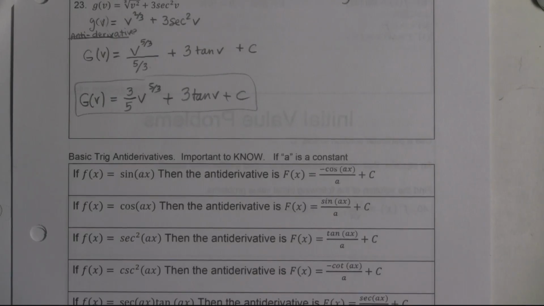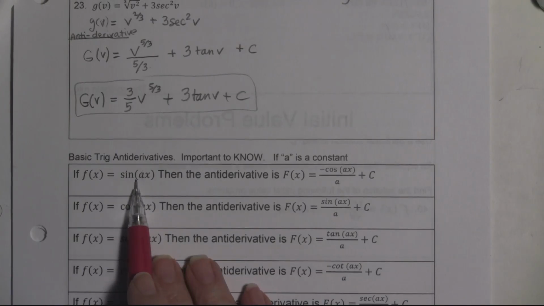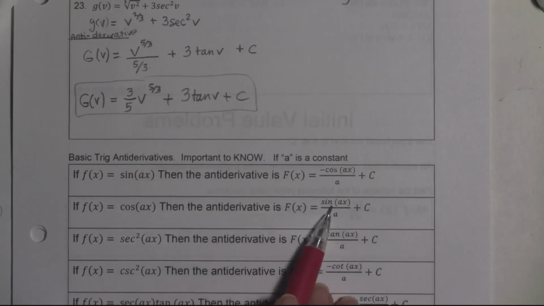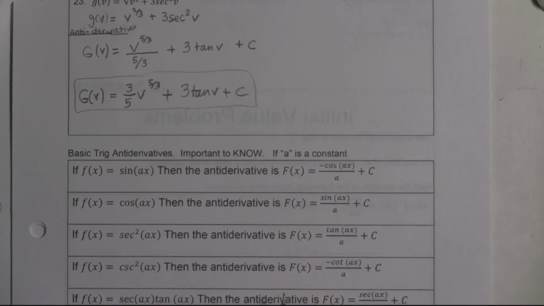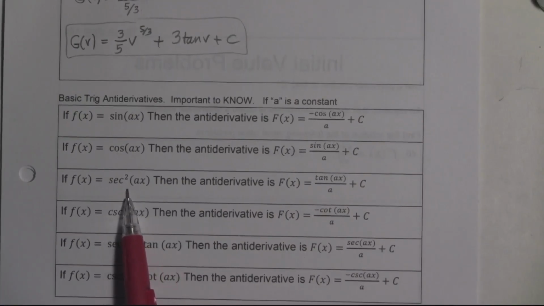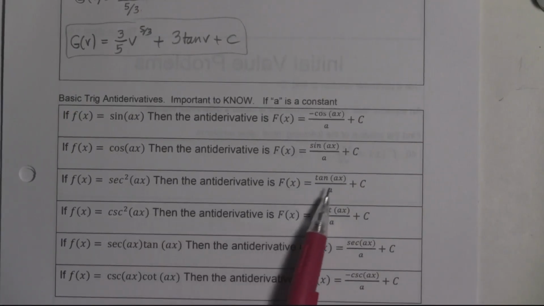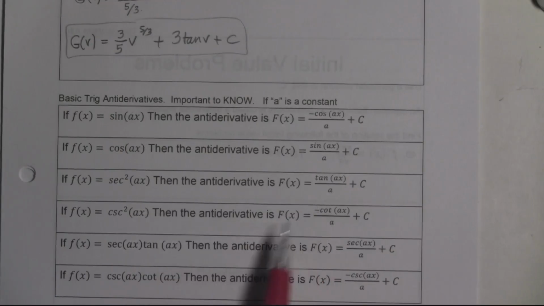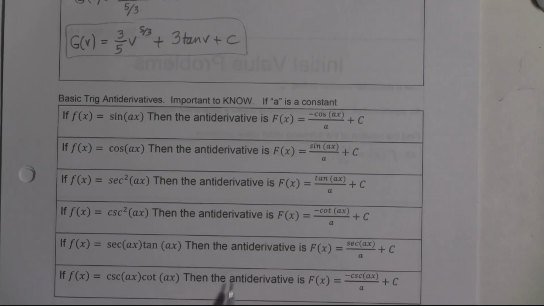Anyway, when you take the antiderivative of sine, you get negative cosine. You take the antiderivative of cosine, you get positive sine. And yes, that's backwards from the derivative. You take the antiderivative of secant squared, you get tangent, right? Take the antiderivative of cosecant squared of some input, you get the negative cotangent. Take the antiderivative of secant of the angle times tangent of the same angle, you get the secant of ax over a, plus c. And the cosecant times the cotangent, you get this.